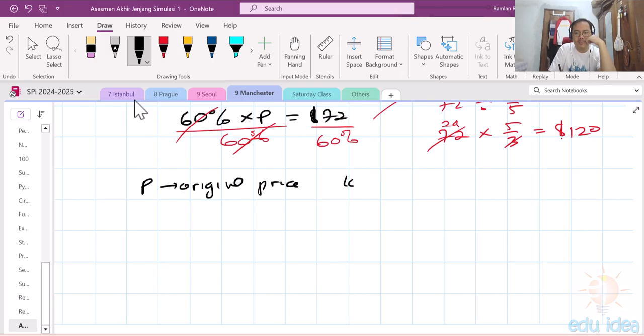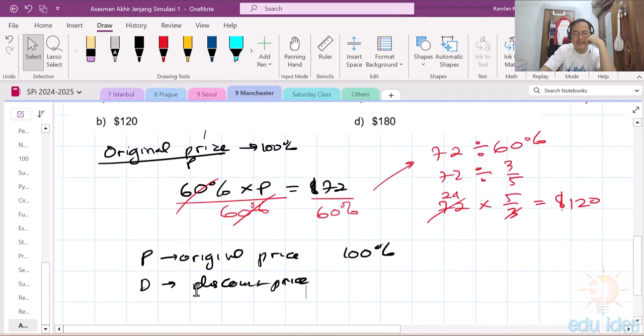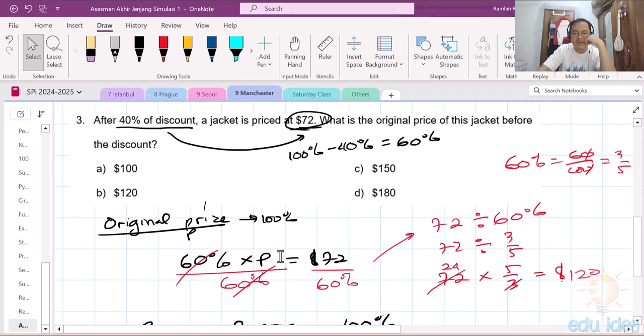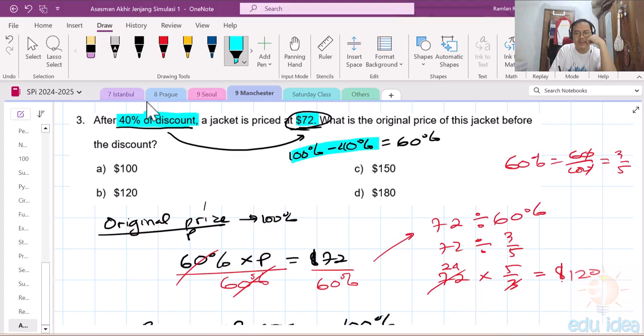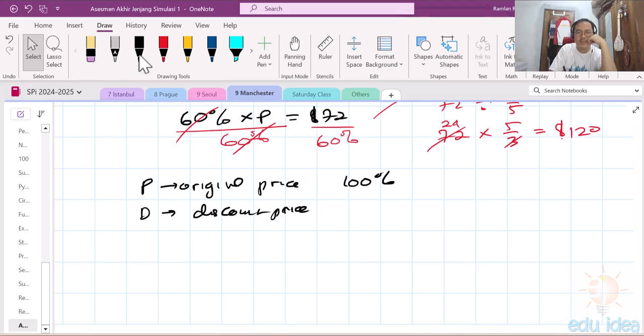And it represents again 100% of the price, right? And then let's say the discount price is D. We need to know what the discount price is as a percentage of the original price. Since it's a 40% discount, the discount price is just 100% minus 40%, which equals 60%. So I can say the discount price is just 60%. You can write it down like this.